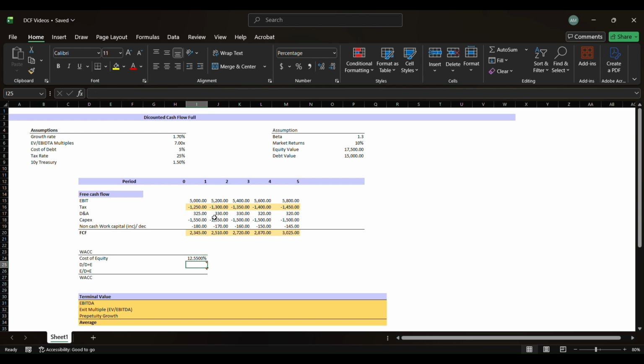Now you have to calculate the weight of debt and equity in the capital structure. The weight of debt is equal to the debt value, which is 15,000, divided by the sum of equity value plus debt value.